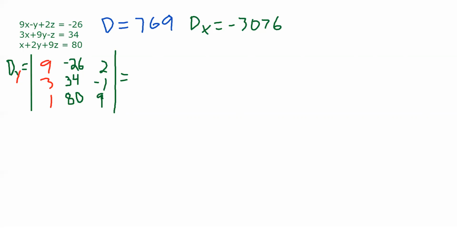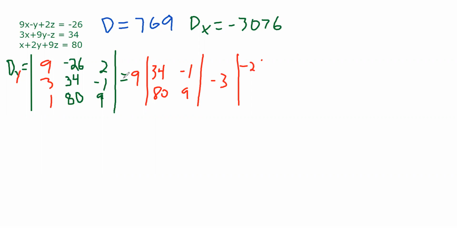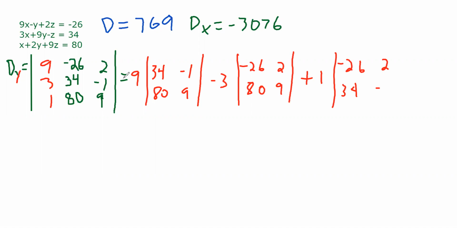And now we can perform our determinant calculation here. We'll expand along this first column. So you're going to have 9 times the determinant. Now erase the row and column the 9 is in. It's going to be 34, negative 1, 80, 9, minus 3 times the determinant, negative 26, 2, 80, and 9, plus 1 times the determinant, negative 26, 2, 34, negative 1.